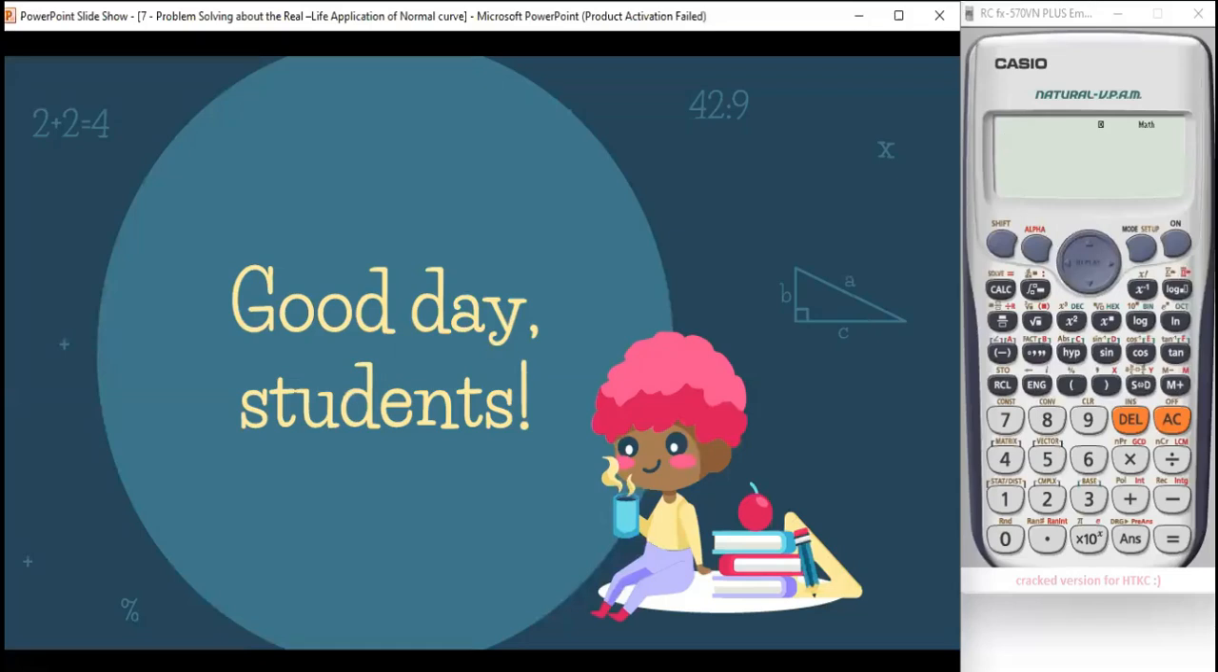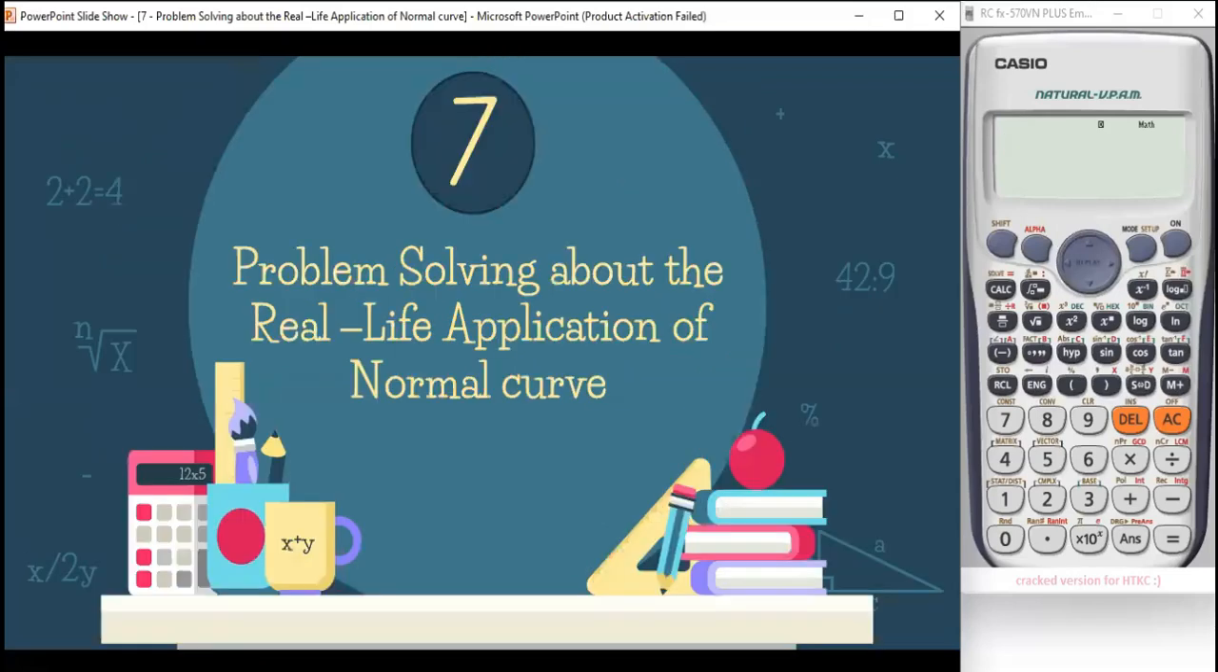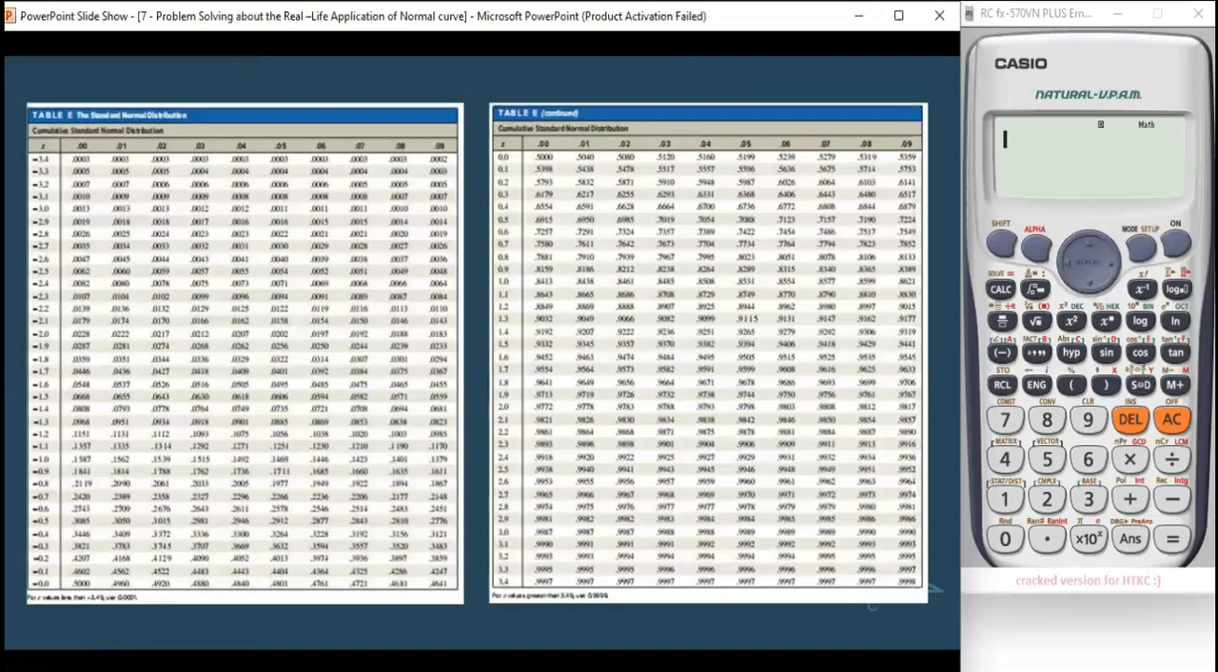Good day, my dear students. For today's video, we're going to tackle the problem solving about the real-life application of the normal curve. So again po, we're going to use both of these tables. Better have a physical copy of this, kasi po pag nasa cellphone, mahirap makita yung intersection ng horizontal and the vertical axis.